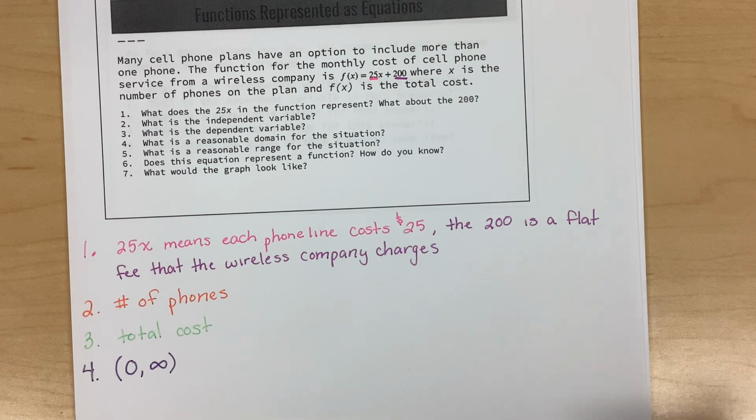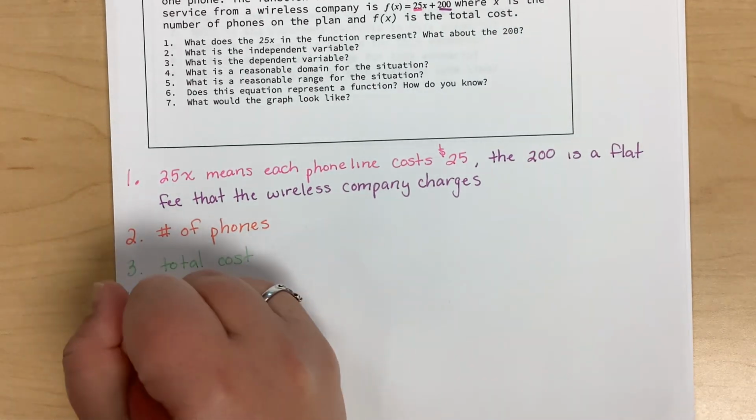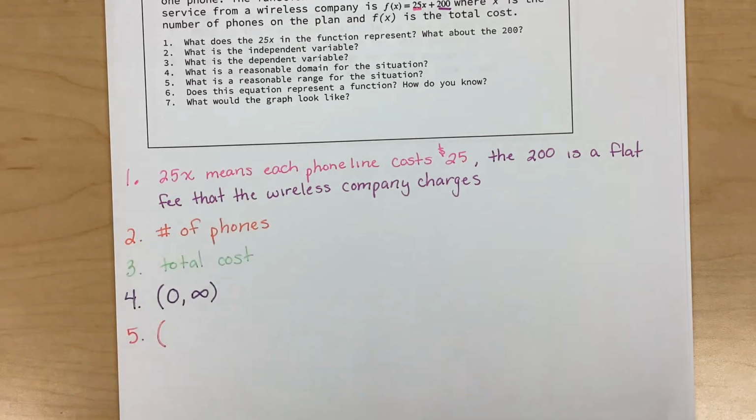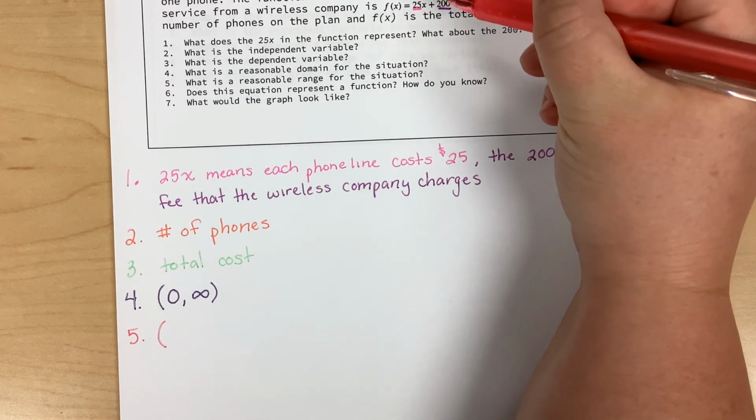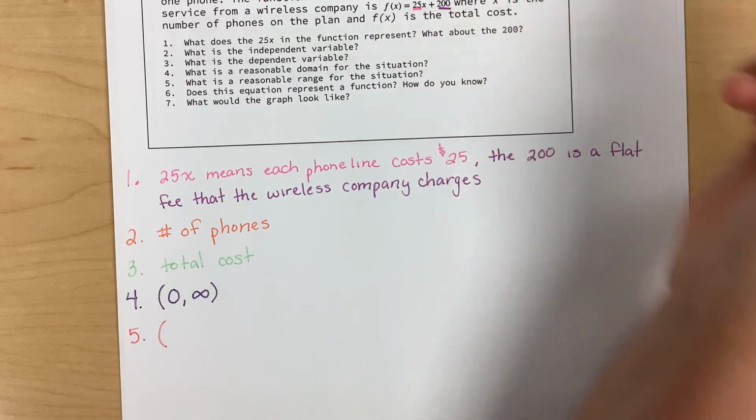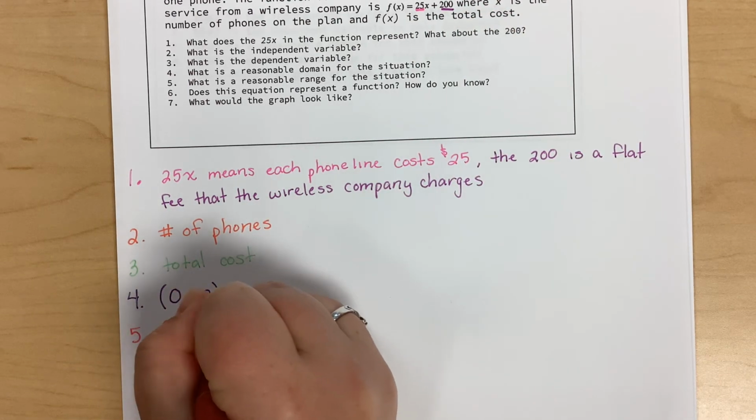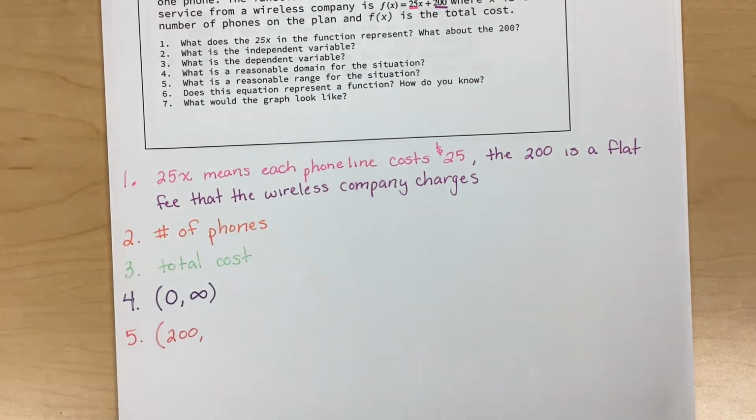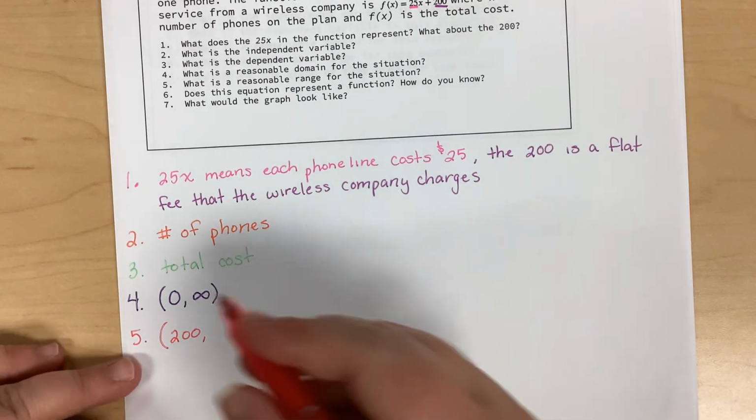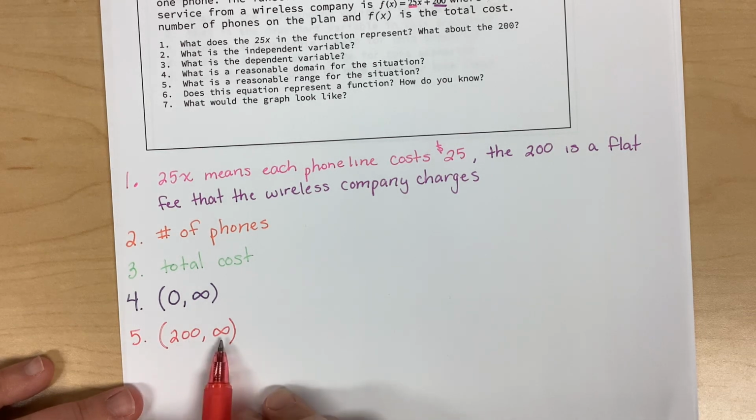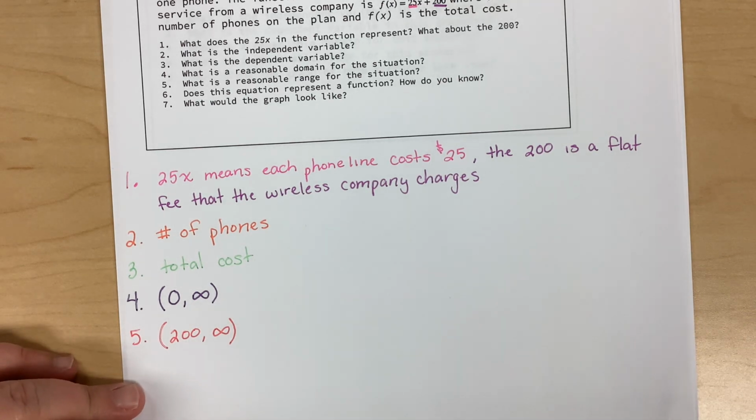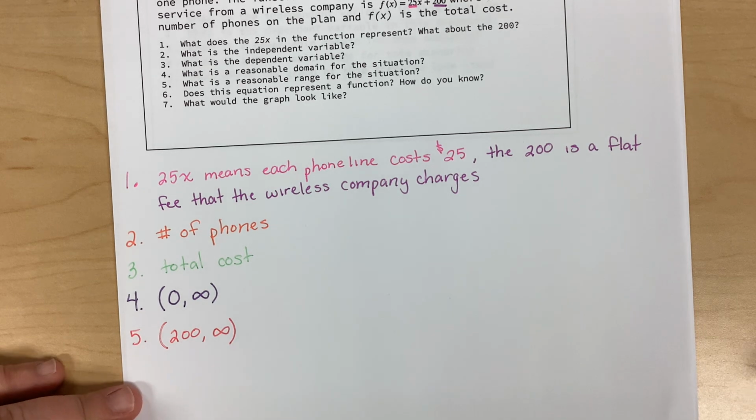Now let's think about the range. Remember, range is talking about total cost. So the least amount that you could pay versus the most amount that you could pay. Well, let's think about that for a second. If I have no phone lines, that means x is 0. 25 times 0 is 0, but no matter what, I'd have to pay this $200. So that means I'm starting at $200 no matter what. That's a fee that has to be paid. Now, I can have an infinite number of phones, which means the total cost could also be infinite. So that means it goes up forever. So I could pay anywhere from $200 to an infinite number of dollars, depending on how many phones I have.